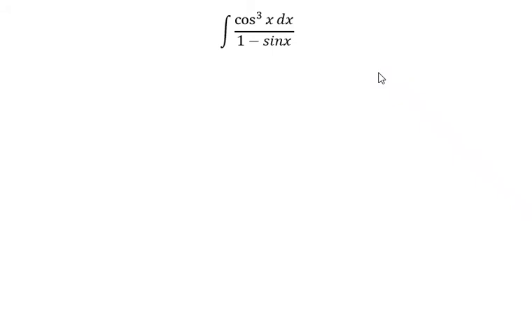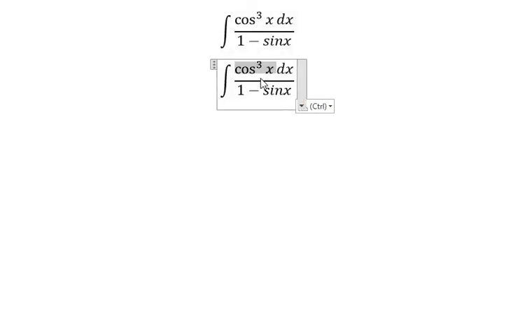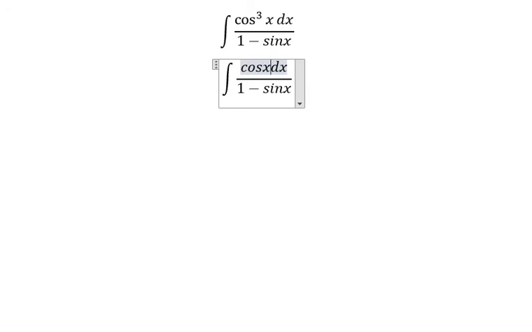The topic today is the integral. We have the integral of cosine x to the power of 3 dx over 1 minus sine x. So I will show you the technique how to answer the question. About cosine x to the power of 3, we can separate them into cosine x multiplied with cosine x to the power of 2.